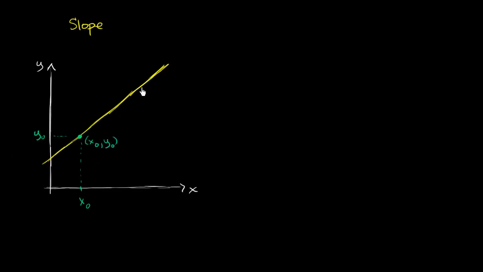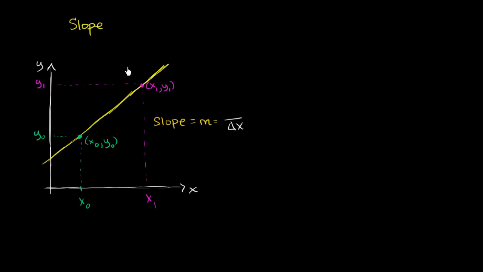And let's say we have another point all the way over here. And let's say that this x value right over here is x sub 1, and the y value over here is y sub 1. So this is the point (x sub 1, y sub 1). So just as a review, the slope of this line, and a line by definition has a constant slope between any 2 points that you pick.